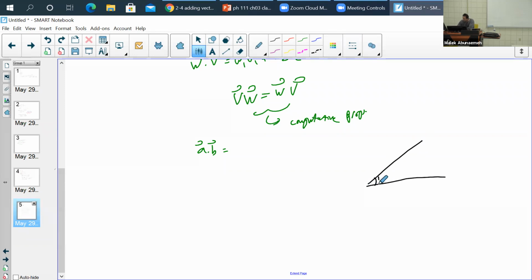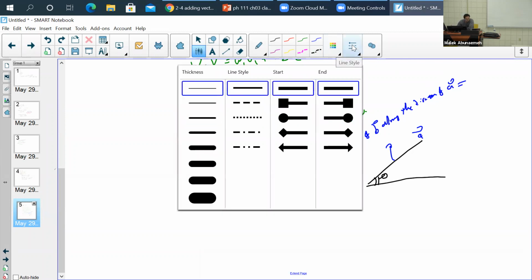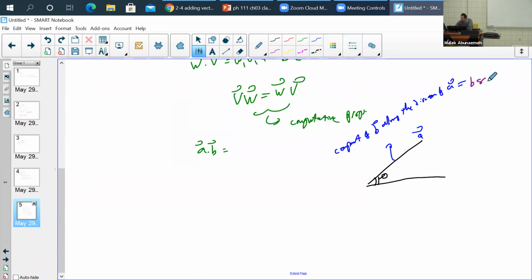Yeah, this one over here going in between theta. So you want to do the dot product between two of these vectors. For this one, let's say this is A. The component of the B vector along the direction of A is going to equal B cosine theta.